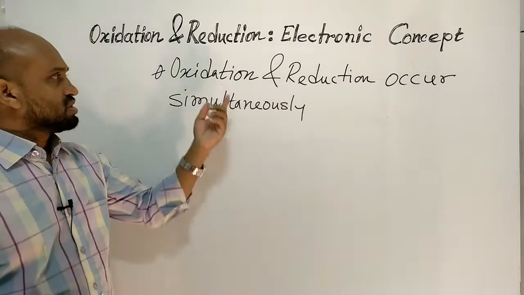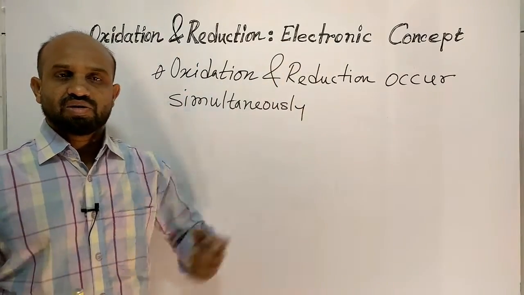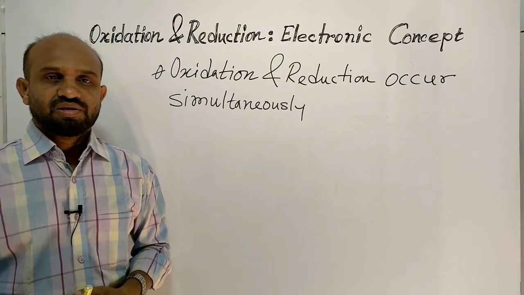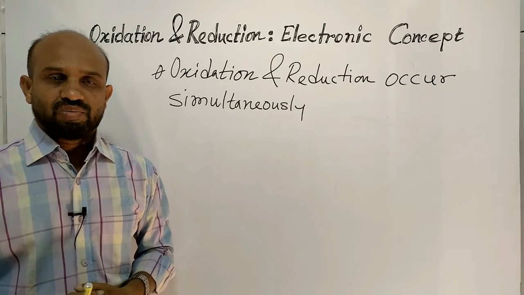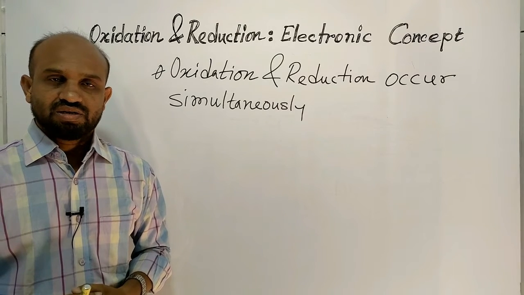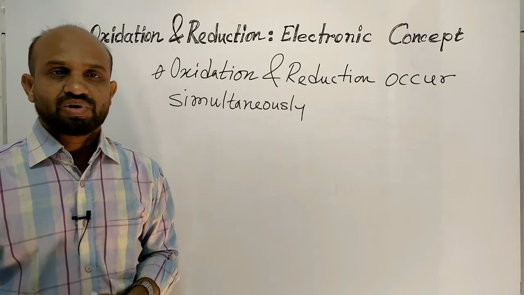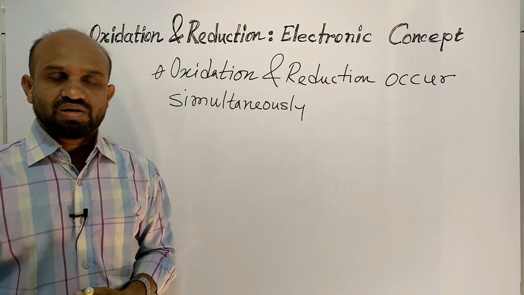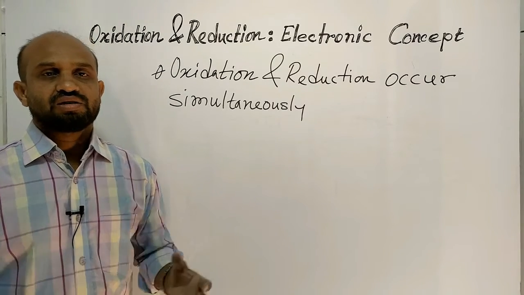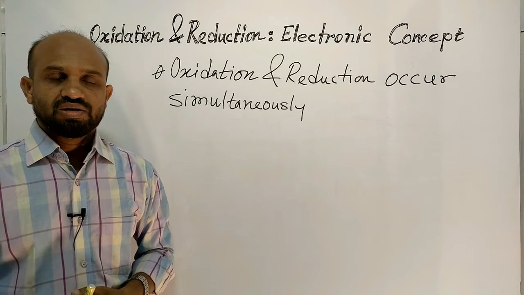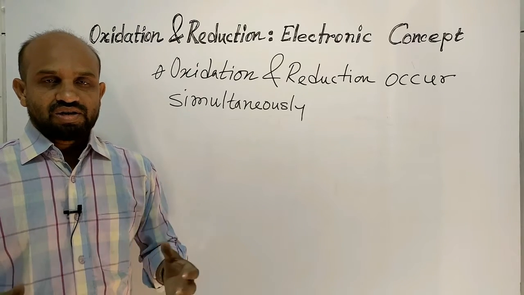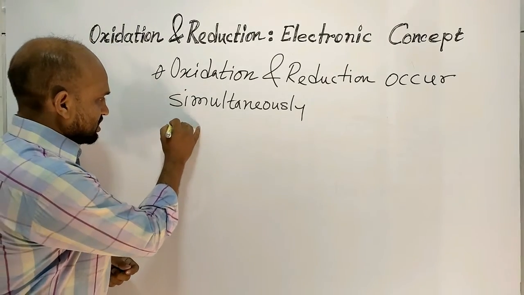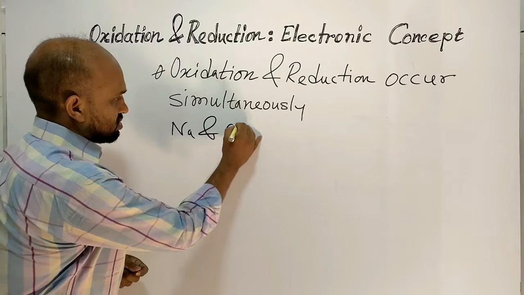Now the point is oxidation and reduction occur simultaneously. That means oxidation will happen with the reduction and reduction will happen with the oxidation. Oxidation will not occur without reduction and reduction will not occur without oxidation. Now let's see some examples. First is the reaction between sodium and chlorine.